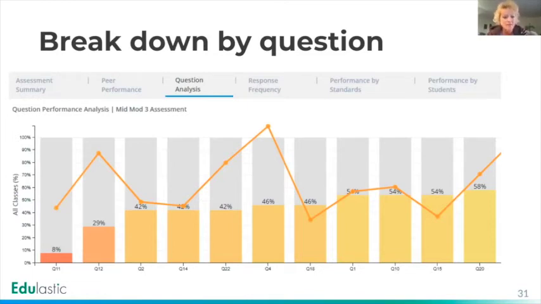And in one of the other reports, I actually think it's in the question analysis, if you scroll down on the question analysis, it tells you what standard question 11 was and question 12. And so I can go back, and like Corey was saying, I can go back and pull up just that standard and reteach that standard. Let's go ahead and go to the next screen.